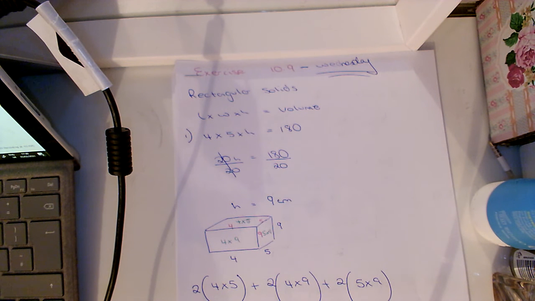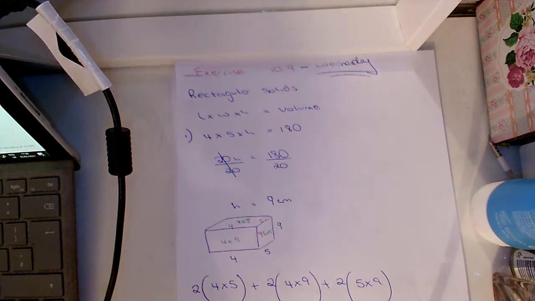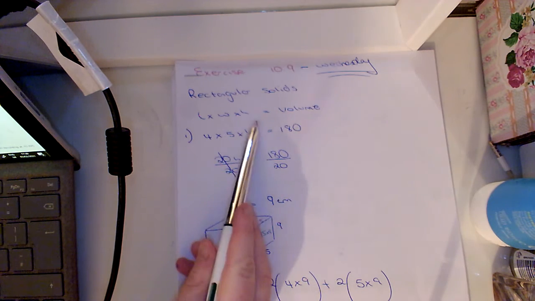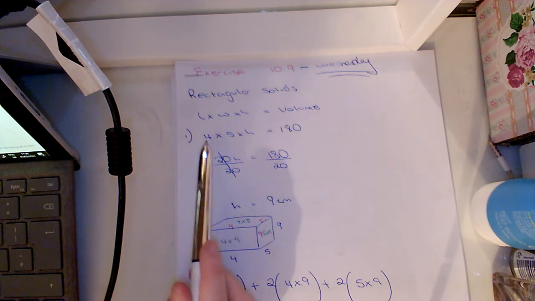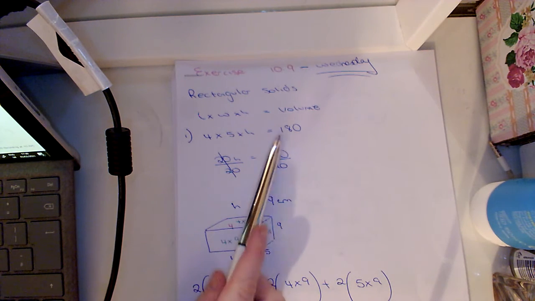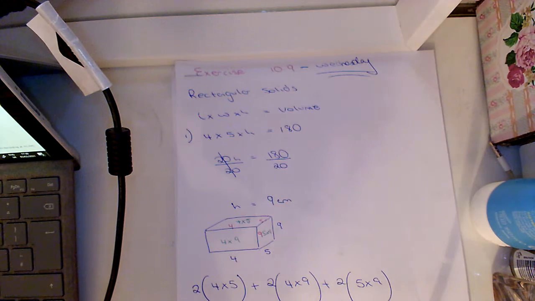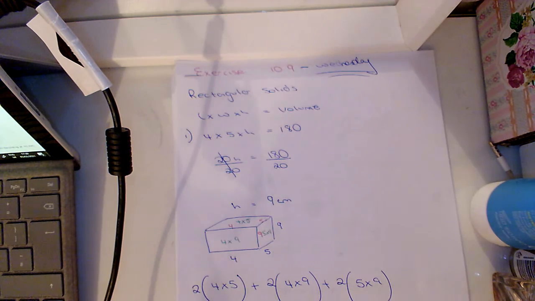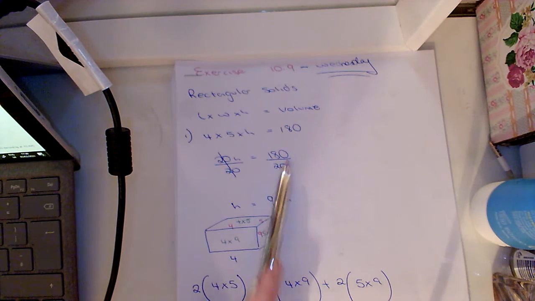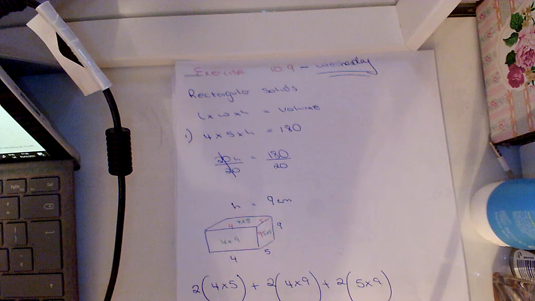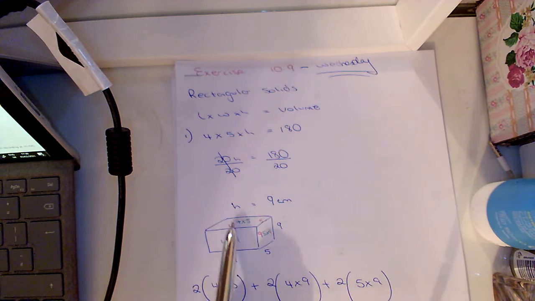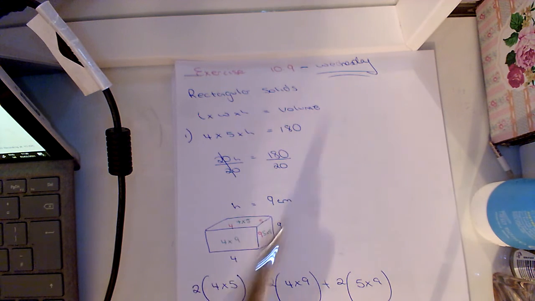Okay, so for part A, I have the length, the breadth, I don't have the height, but I have the volume. So I can use my formula: length by width by height is equal to my volume. So I have 4 by 5 by my height is 180. I was given that information. 4 by 5 is 20. 20 by h will give me 20h, and that's equal to 180. I want to find the height, so I'm going to divide across by 20. I will get the height is equal to 9.